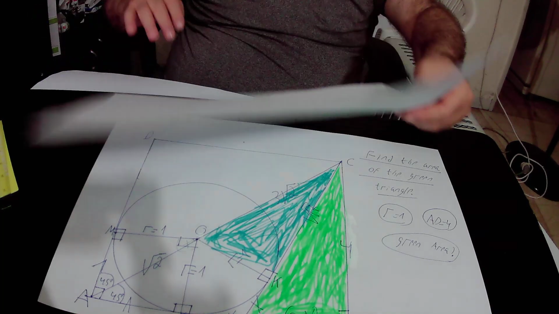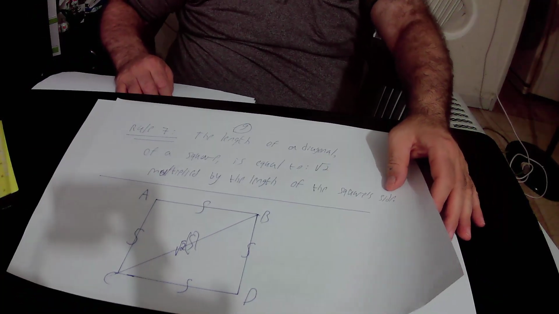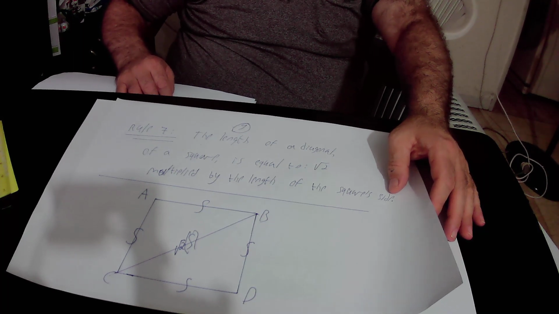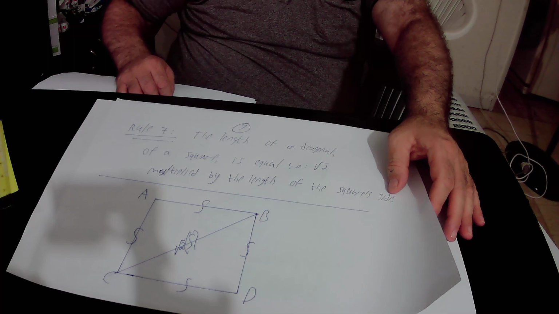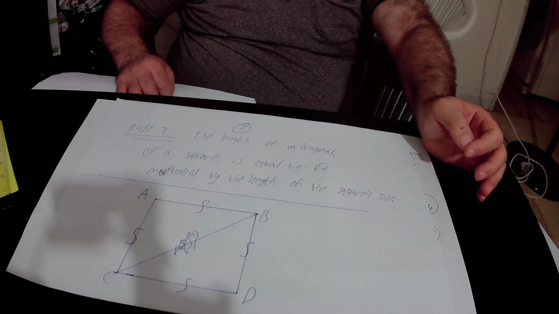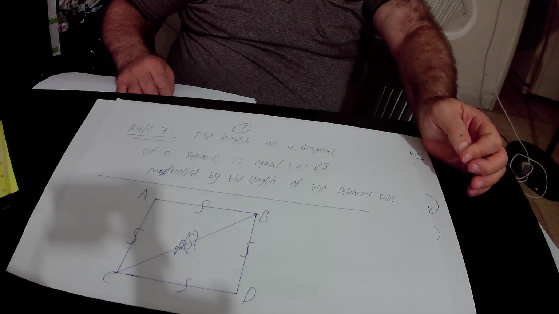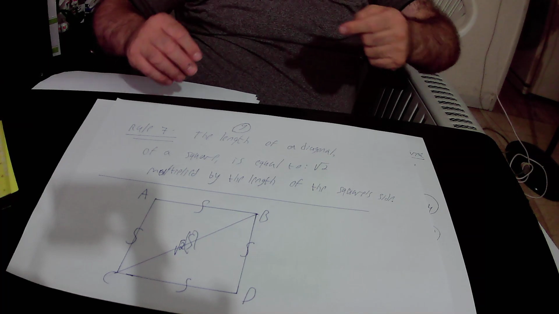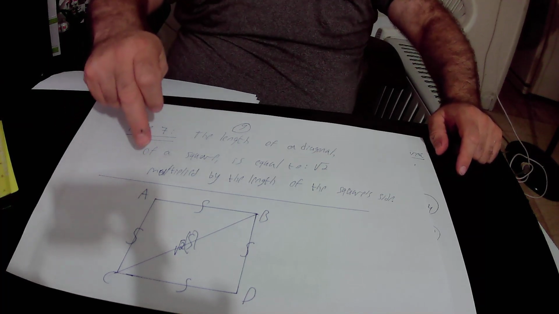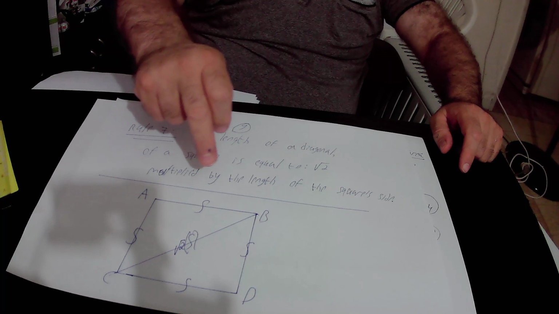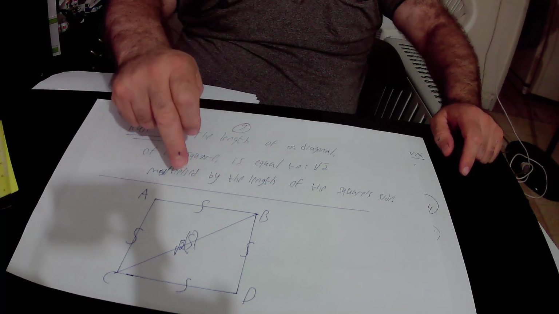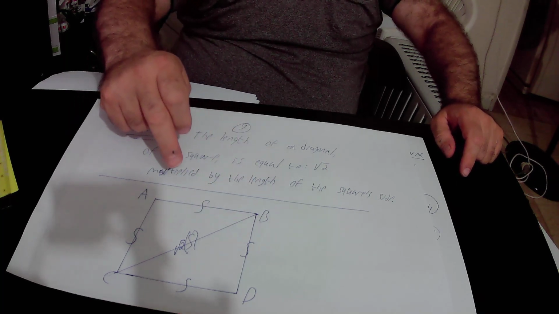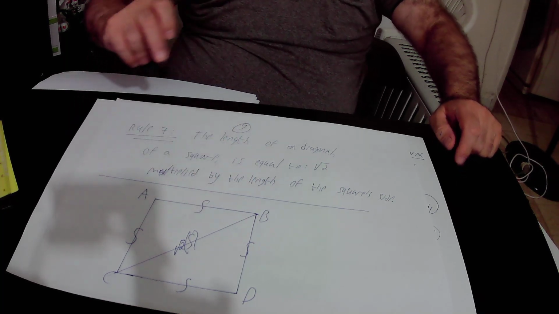Okay, then I presented to you rule number 7. According to rule number 7, the length of a diagonal of a square is equal to square root of 2 multiplied by the length of the square's sides. So what is the meaning of rule number 7? If we have square ABCD and we know that one side of square ABCD equals S units, then the length of its diagonal BC or AD will be equal to square root of 2 times S units.